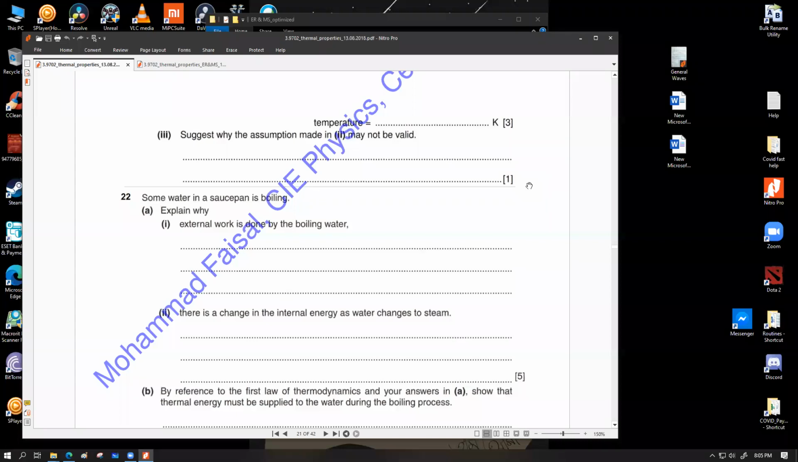But still we cannot say that the temperature increases, because what I need you to understand is that the idea of temperature is not applicable for a single particle or single gas molecule or single liquid molecule. It's not applicable that way. The concept of temperature is applicable for a bulk of material.